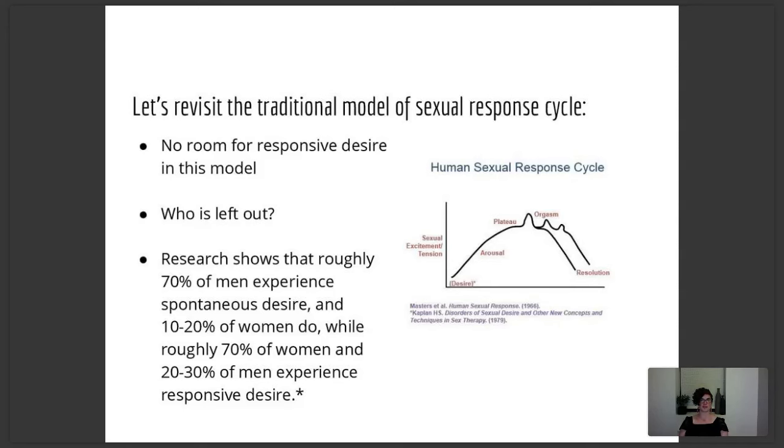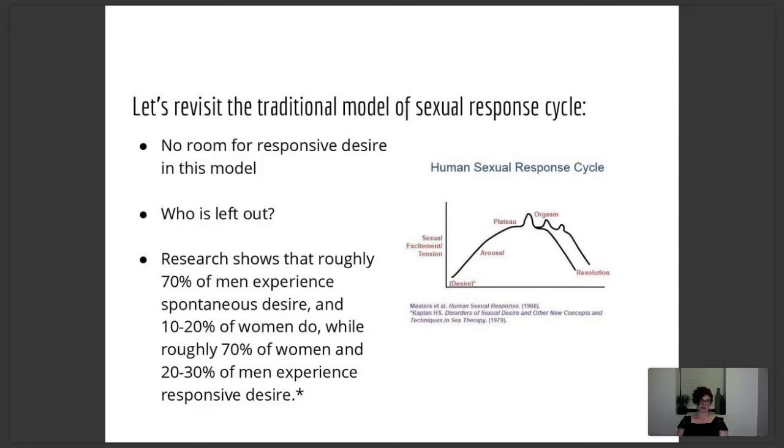now that we've seen that and heard about the differences between responsive and spontaneous desire. We can see that this traditional model has no room for responsive desire, right? It just isn't there. There's no place for responsive desire to come in. And who is left out? Anyone who experiences responsive desire, this model just doesn't fit what is happening for them.